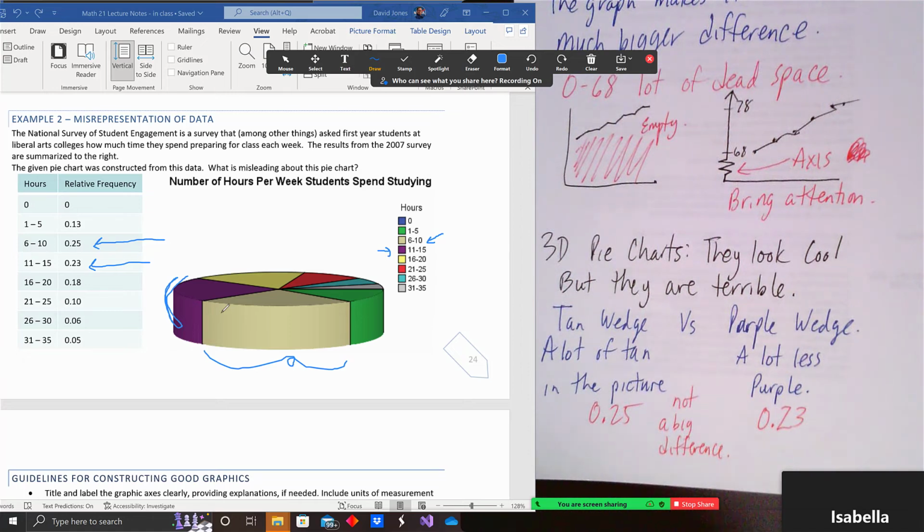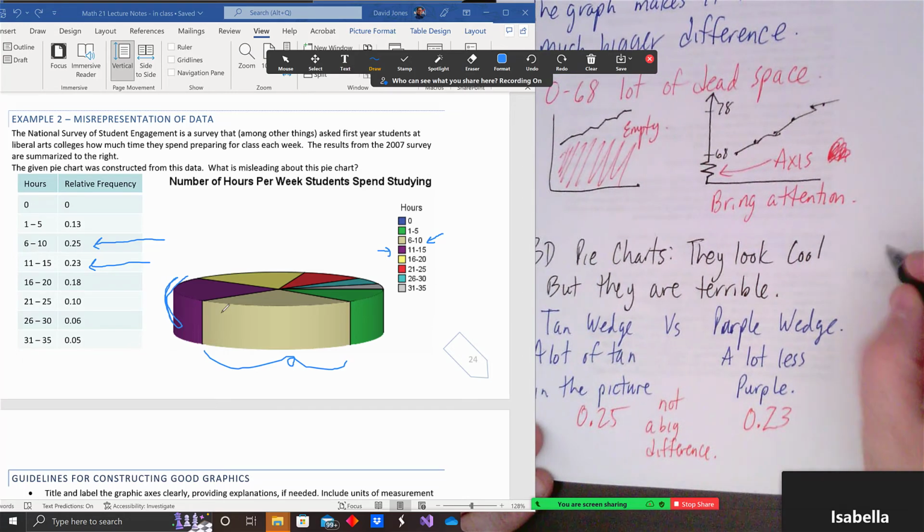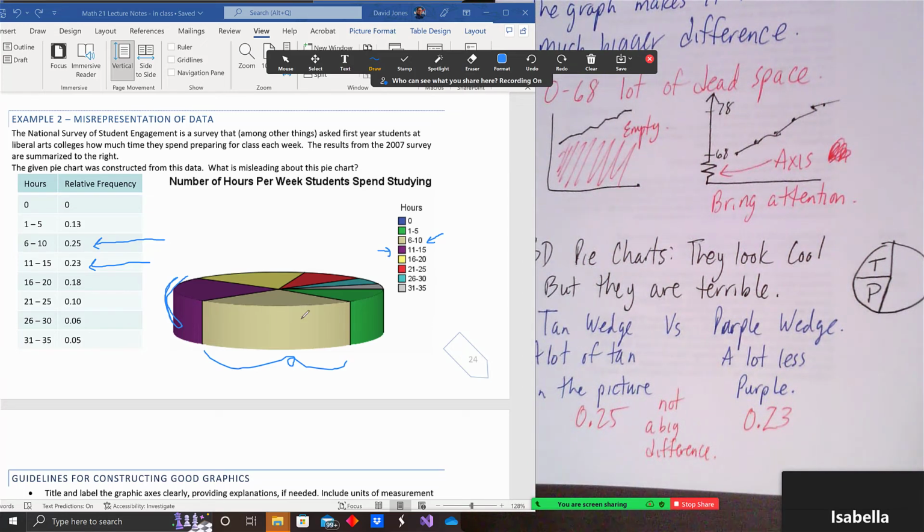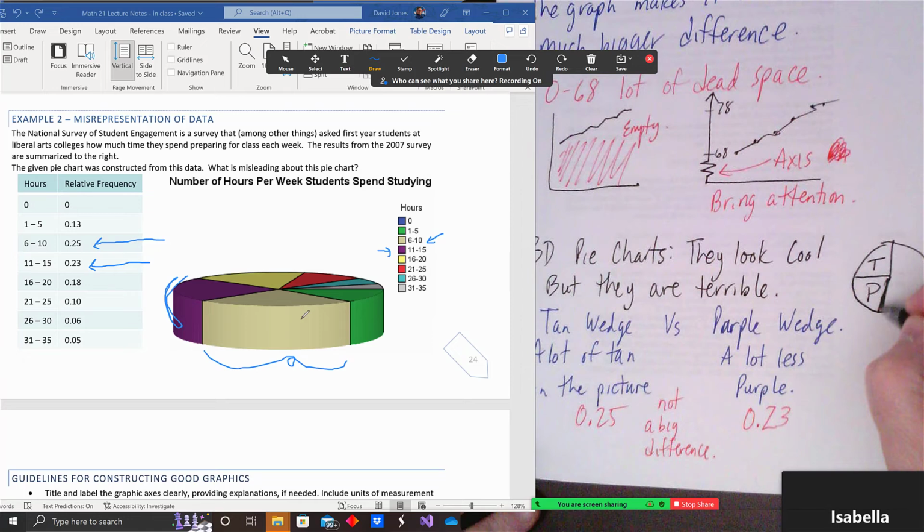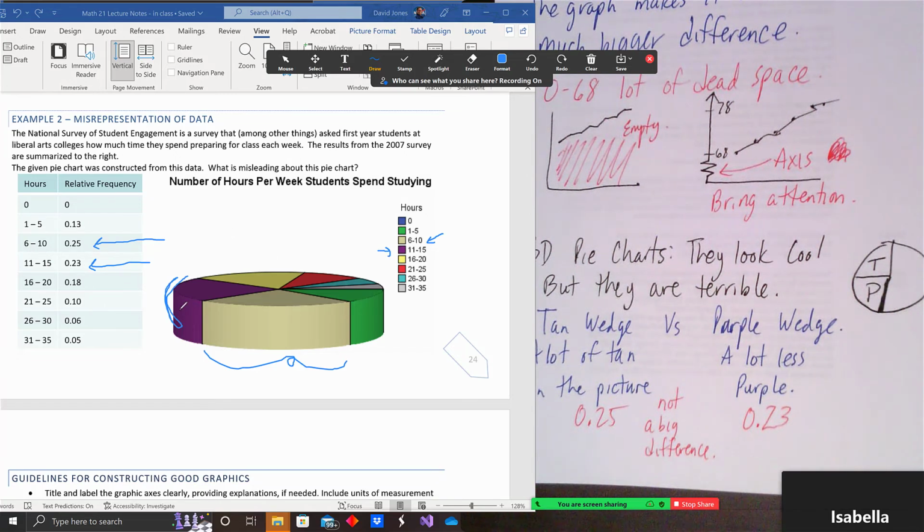If I were to do this on a regular pie chart, that would be my tan and that would be my purple. They look, maybe a little bit more, together they take up almost half the circle. And they look approximately the same size, where purple is just a little smaller. The 3D graph makes purple look very small.